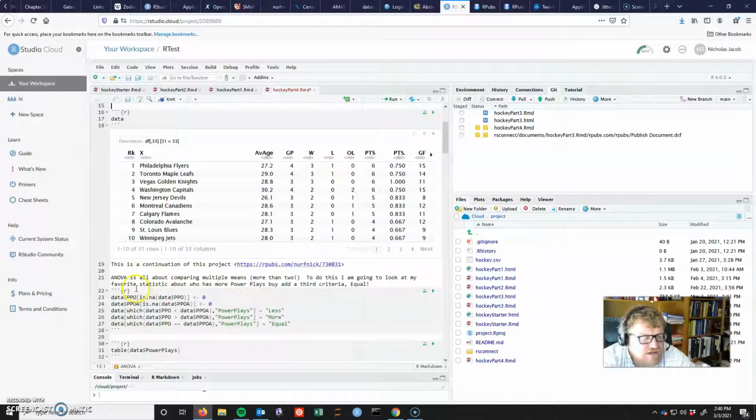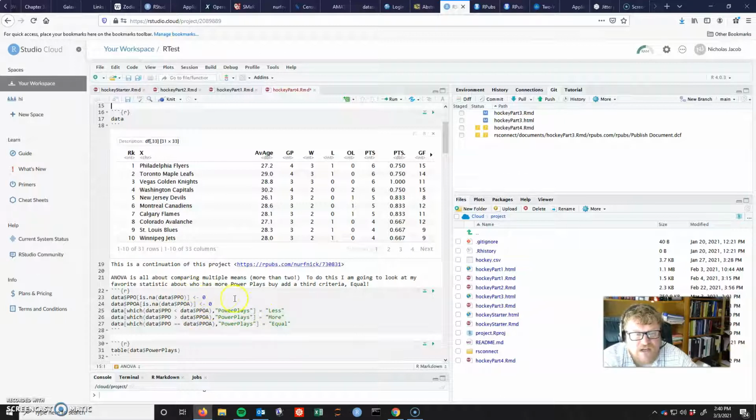So Anova, if you guys have looked at the material here, it's all about comparing multiple means. Generally what you want to compare here is the means based on a categorical variable. So I'm going to use a categorical variable that I had already defined, power plays. The one thing you need with Anova is that you want to compare more than 2 means. If you're comparing 2 means, you're going to do a t-test. I'm going to compare 3 means here, and a t-test won't work for that.